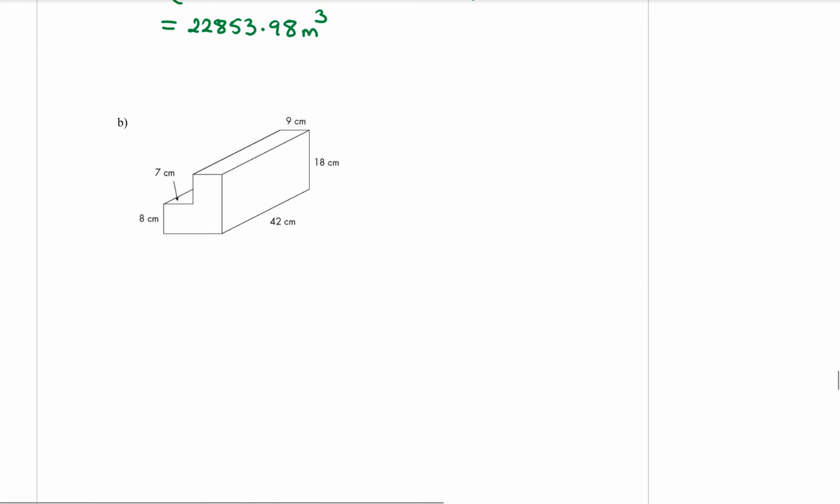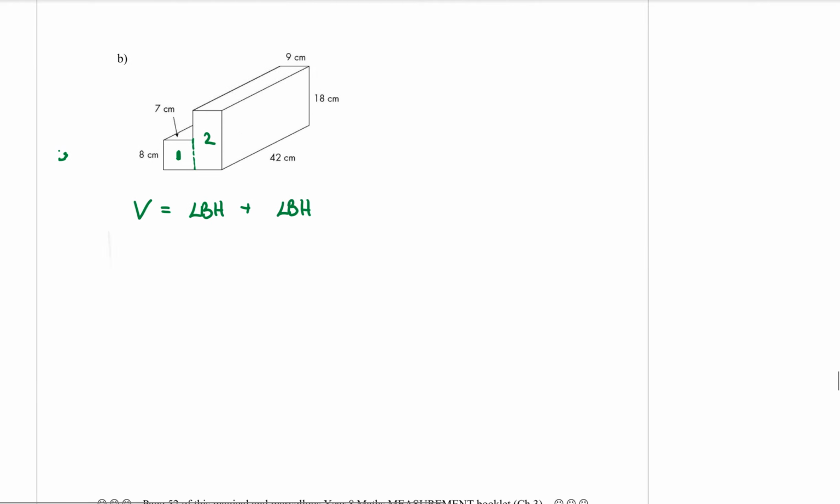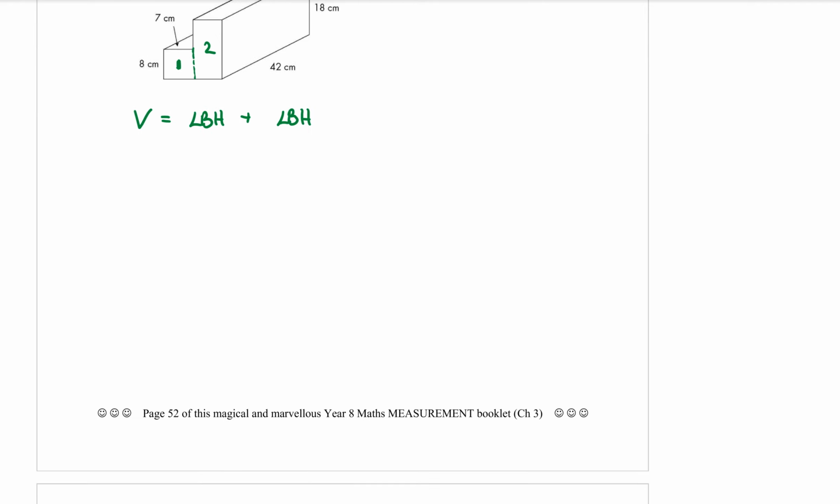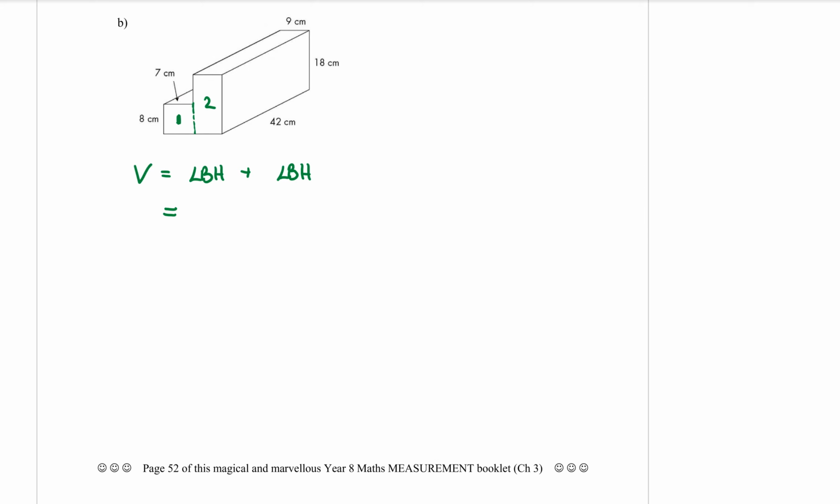In part B, what I'm going to do is slice this down here so that I have two rectangular prisms next to each other. So the volume is going to be LBH for the first one, which I'll call this one here, plus LBH for the second rectangular prism as well. So substituting in my numbers for the first one, the little one, the length, the breadth and the height would be 8 times 7 times the 42 going back. 8 times 7 times 42.